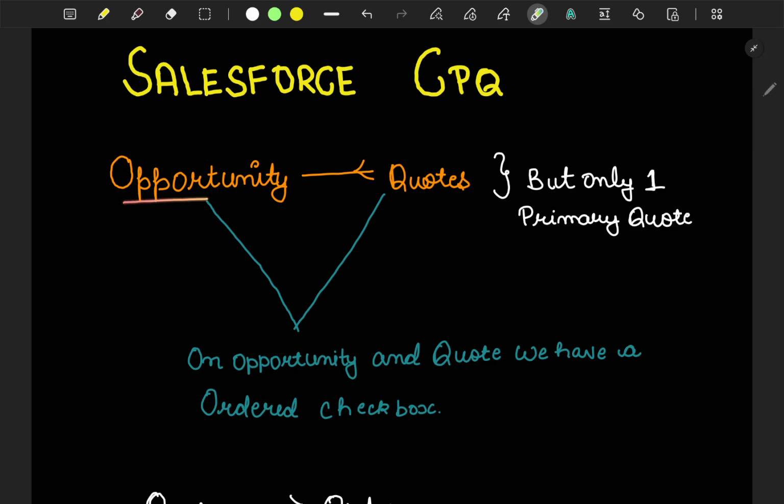What we have here is an opportunity that can have multiple quotes, but only one quote goes to primary because we only negotiate and finalize one quote, right? Thereafter we add some quote lines to that. And once that quote is finalized, we have a checkbox on our opportunity level and on a quote level as well to create an order. So we have an ordered checkbox on our opportunity.